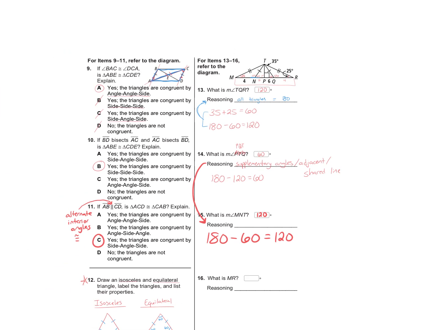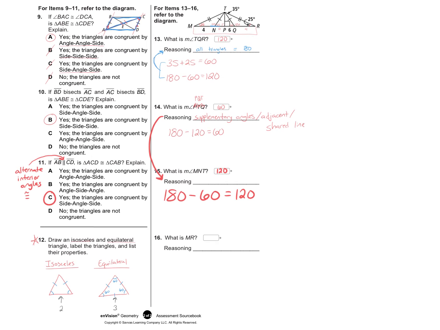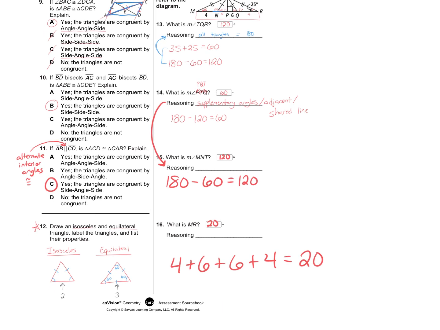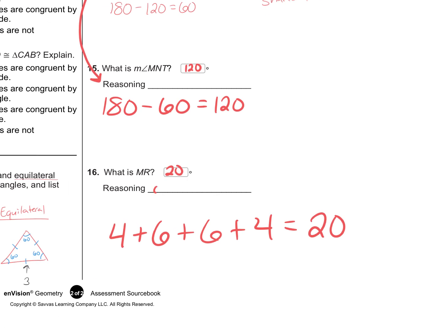Do we have everything now? Okay, how do we figure out what MR is? Add up all the sides. So we do 4 plus 6 plus 6 plus 4, which is 20. What would my reasoning be? Everything's congruent. Remember we talked about corresponding? Once you start assuming some things, remember your reasoning is always going to be corresponding parts because that's how you got all of that information. Or if you said congruent parts, that's fine too.